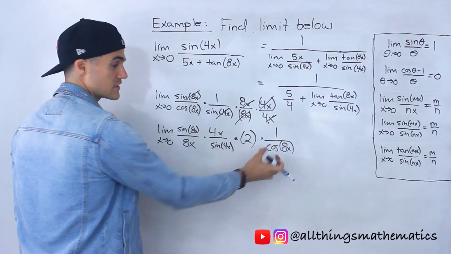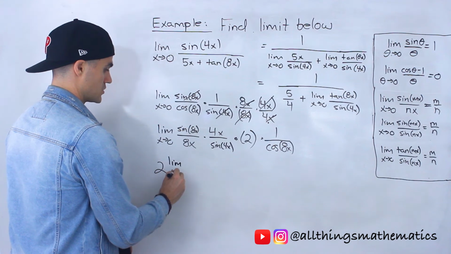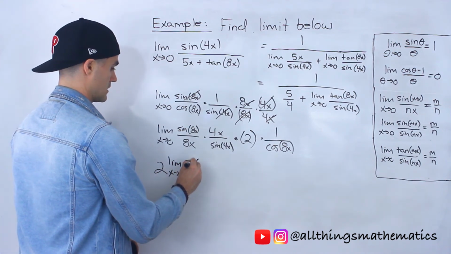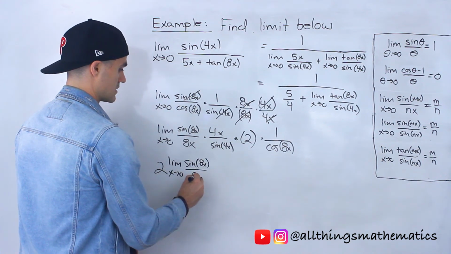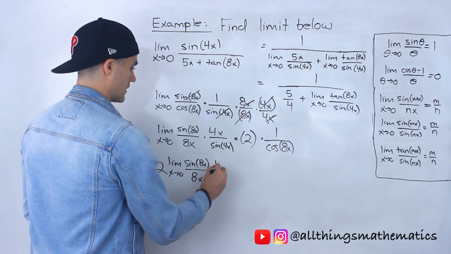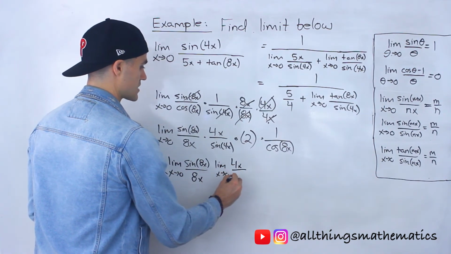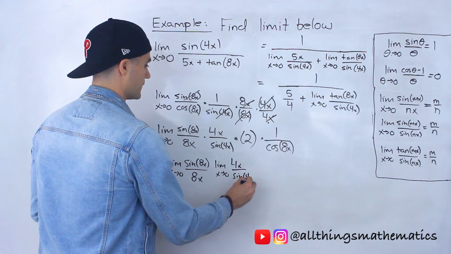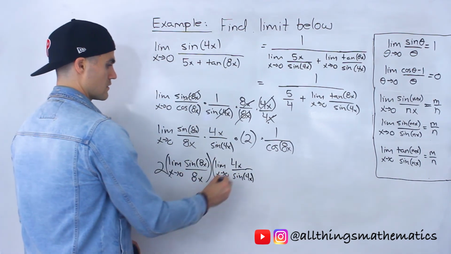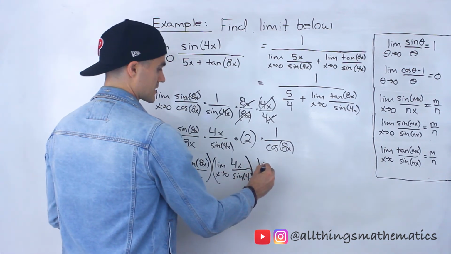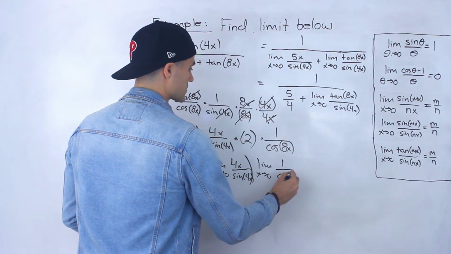Now notice that we could take this 2 out, and then we could distribute this limit to these 3 expressions. So we'll have the limit as x approaches 0 of sine 8x over 8x, the limit as x approaches 0 of 4x over sine 4x, and then the limit as x approaches 0 of 1 over cos 8x.